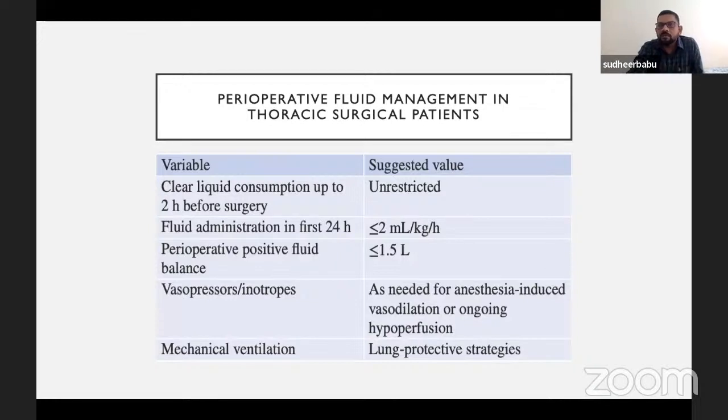Okay, you can give, but you can follow your positive balance within 24 hours. It should be less than 1.5 liters, and in the first 24 hours you can give up to 2 ml per kg per hour. And if hypotension is there, instead of giving too much volume, remember the hypotension may be because of your epidural and anesthesia also. If the patient is adequately resuscitated, you can use some vasopressor or inotropes to increase the pressure rather than dumping too much fluid.